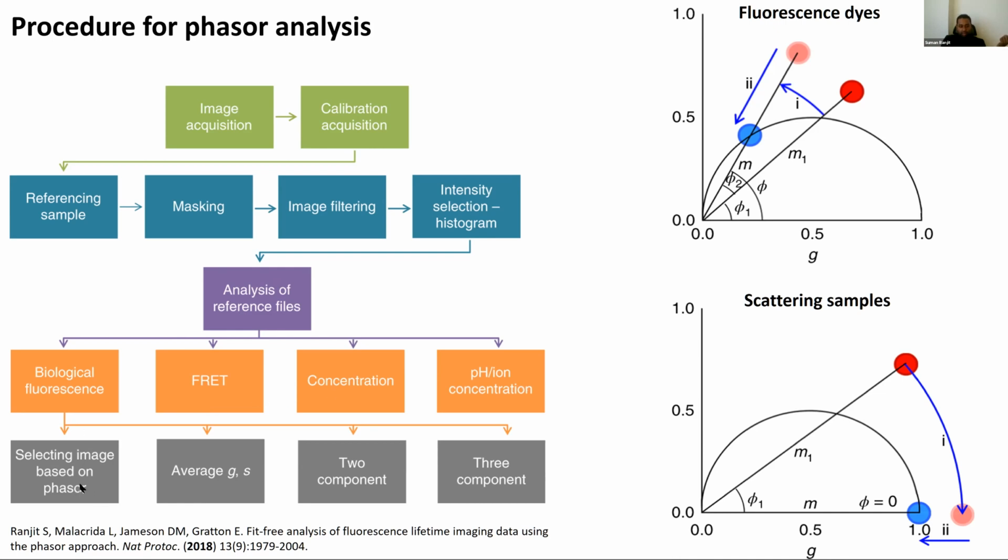And in terms of biological fluorescence, either you can select image average, which is the 2-component analysis showed in the last one, and then the 3-component measurements, which Alex mentioned, and I'll go back to that again in a second.